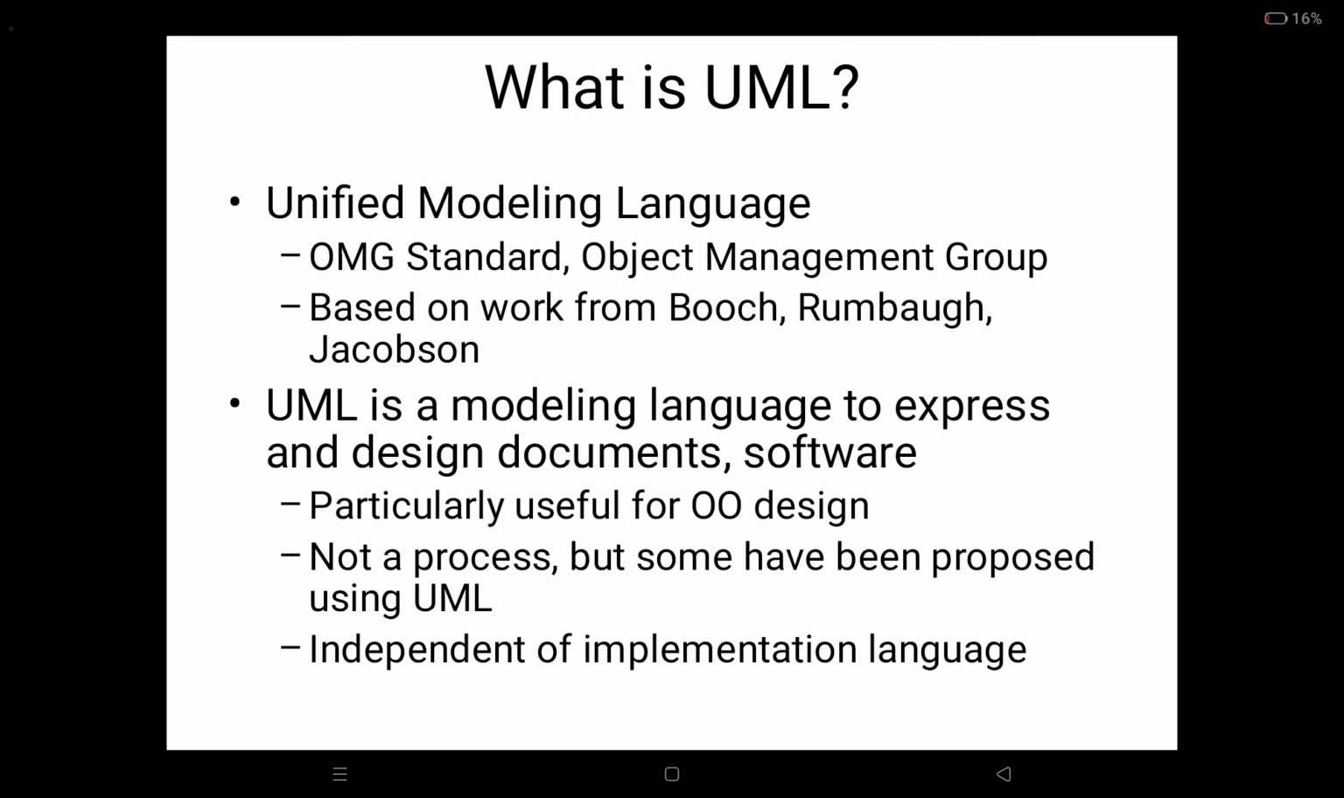What is UML? UML is the Unified Modeling Language. What is Unified Modeling Language? The Unified Modeling Language was developed in 1994 to 1995 by James Rumbaugh, Jacobson and Booch at Rational Software. In 1997, it got adopted as a standard by the Object Management Group, OMG.